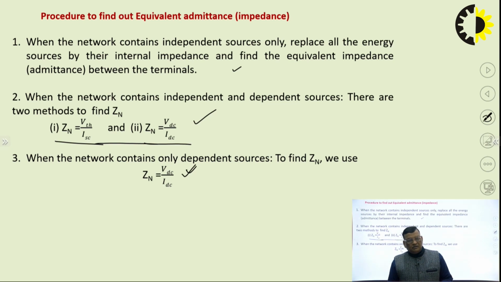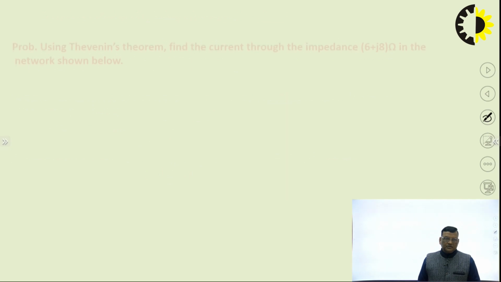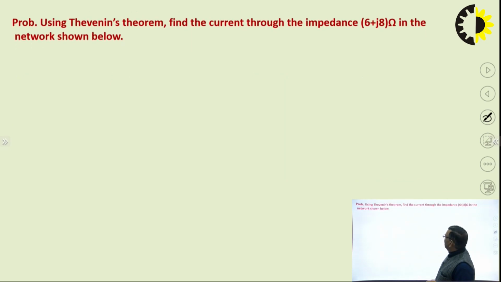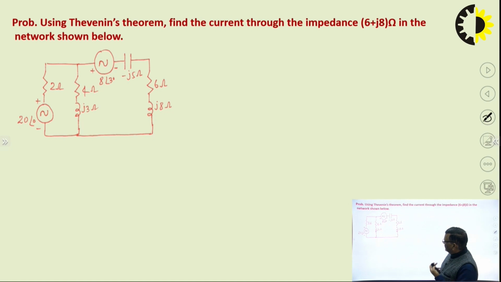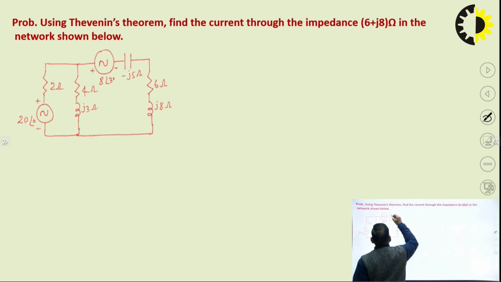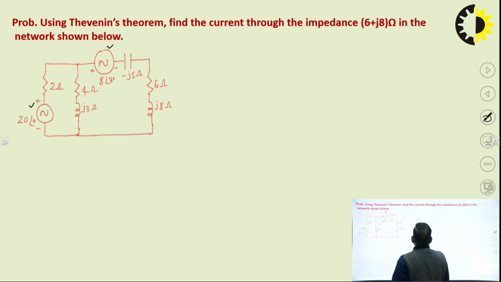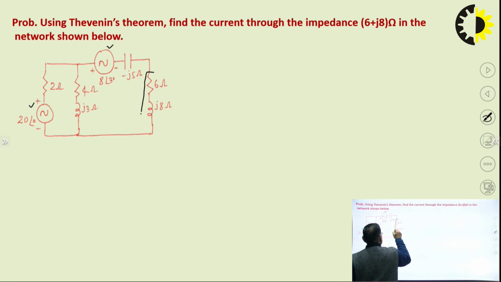Now we will discuss these theorems with the help of some examples. So take the first one. This is a network containing only independent sources. There are two independent voltage sources, and you are required to find the current through this 6 plus j8 ohm impedance using Thevenin's theorem.